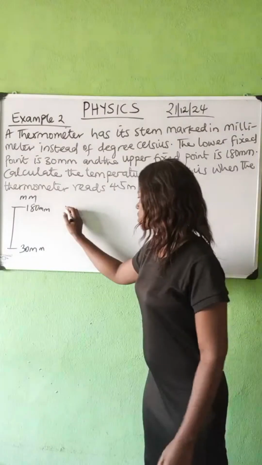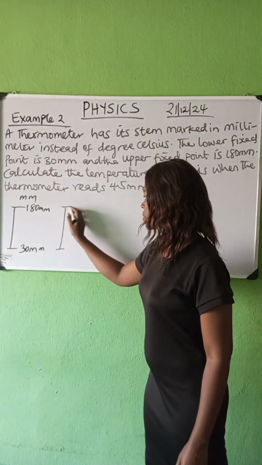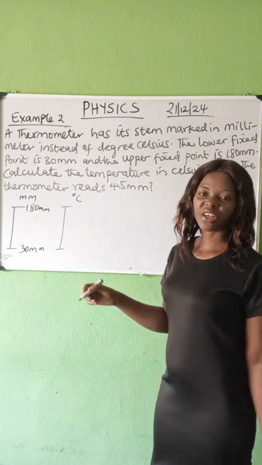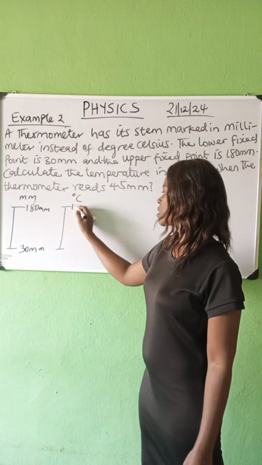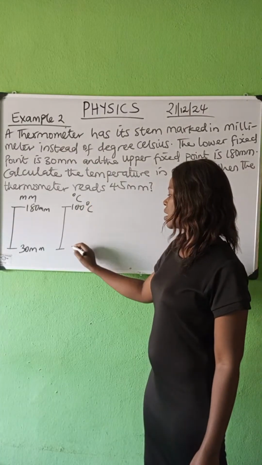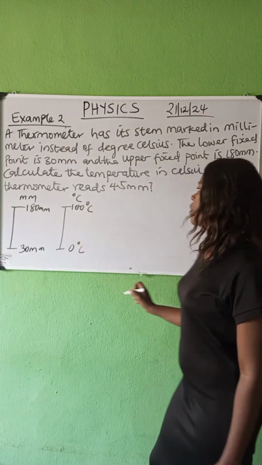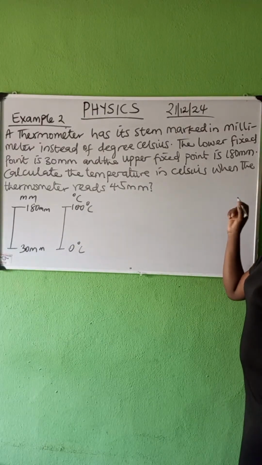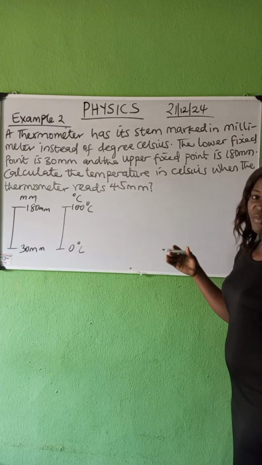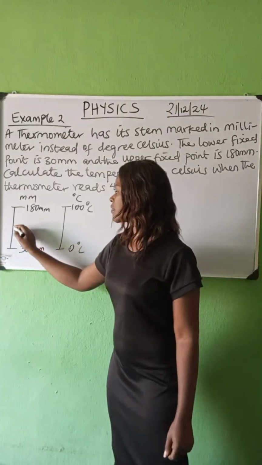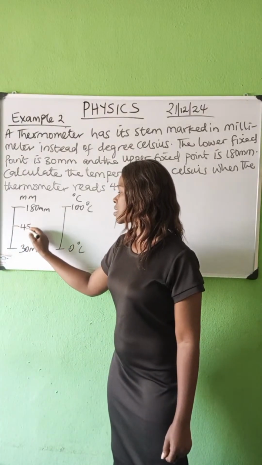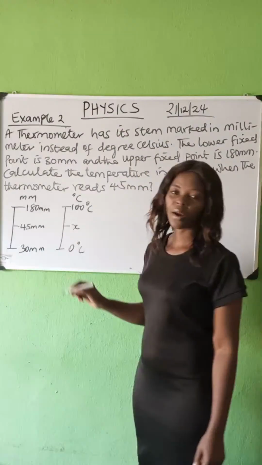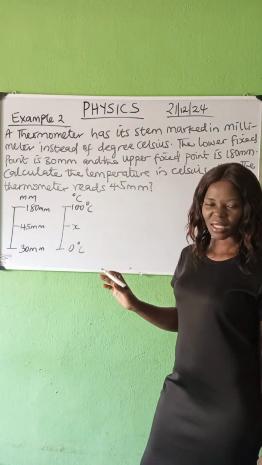So let's go to Celsius scale. This is what? Degrees Celsius. Now we already know that in degrees Celsius, the upper fixed point is 100 degrees Celsius and the lower fixed point is 0. Okay, calculate the temperature in Celsius when the thermometer reads 45 millimeters. Now they're giving us the fundamental interval of this to be 45 millimeters. So how do we get this? Call it x. Is that clear?